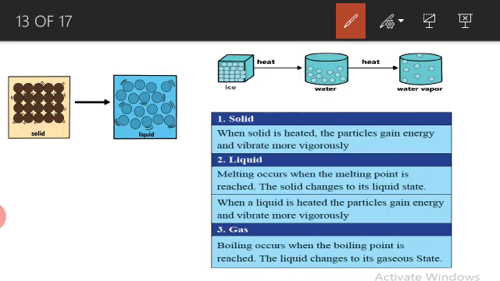You see, this is the solid state. Next, liquid state. This one is gaseous state. When solid is heated, the particles gain energy and go to the liquid state. Next, when liquid is heated, the particles gain energy and vibrate more vigorously to go to gaseous state. Boiling occurs when boiling point is reached. The liquid changes to gaseous state.